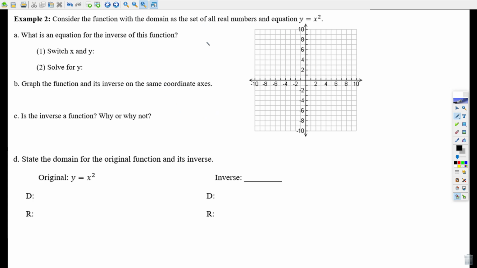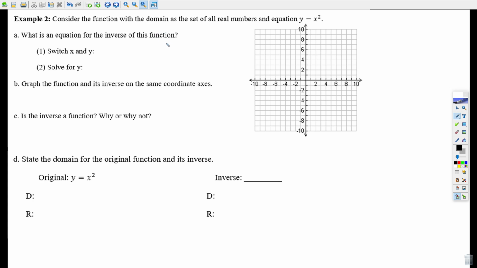Okay, so let's try something a little different. Now we're actually going to graph something, not just points. So consider the function with the domain as the set of all real numbers, and the equation is y equals x squared. We know what this looks like, so we're going to graph this. What is an equation for the inverse of this function?